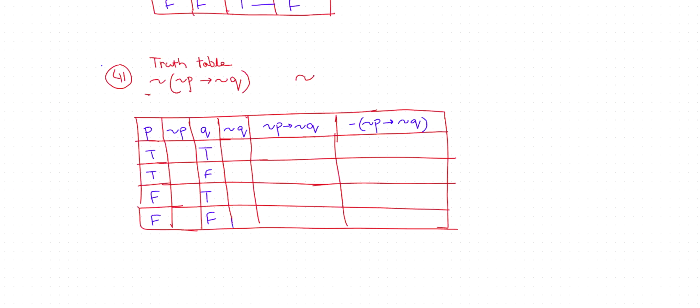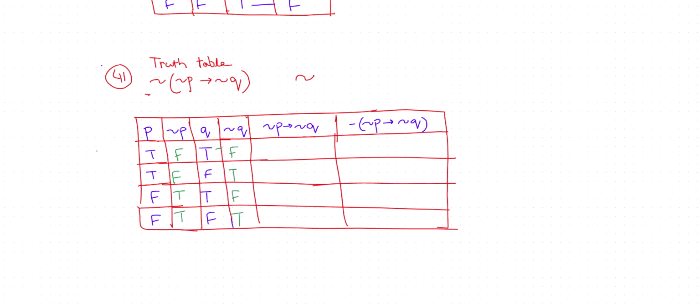So here we put all the four possibilities: when both P and Q are true, when one of them is true, and when both are false. So let's start putting values. What will be the negation of P? When it is true, it is false, then true and true. Here, negation of Q means the opposite. So when it is true, false, false, true, then false, and then true.